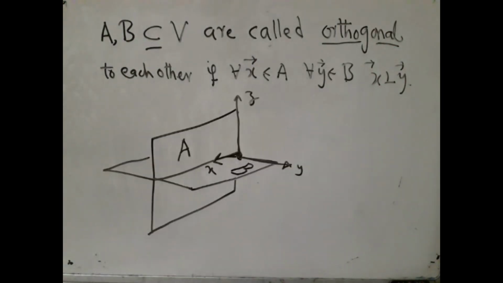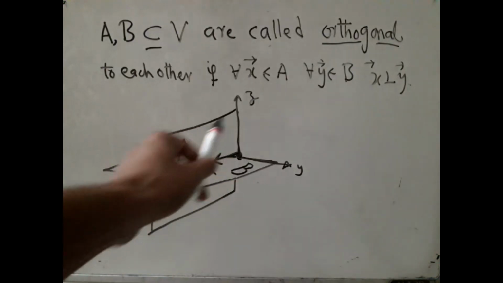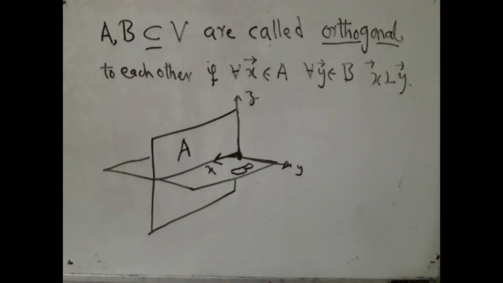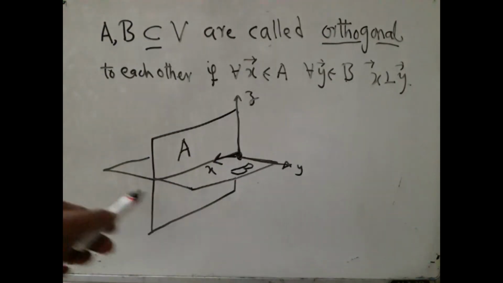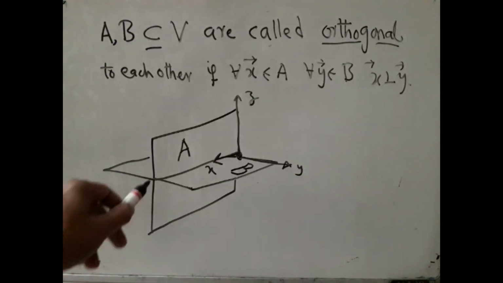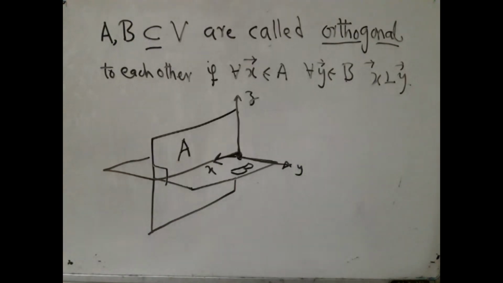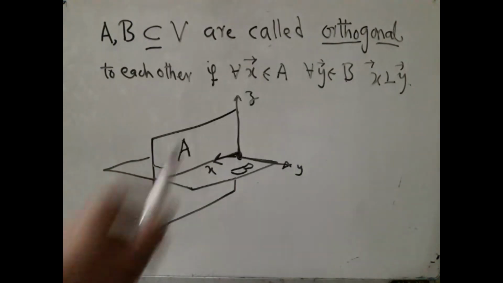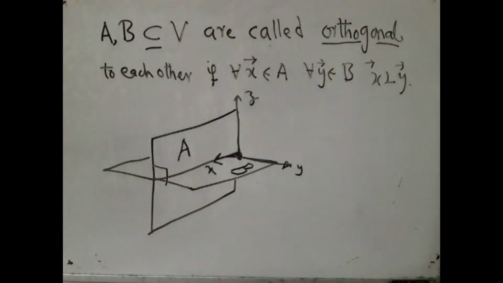Now here is a mistake that sometimes beginners make. Suppose I consider R3 with the usual dot product, and I consider the xz plane as my A and the xy plane as my B. Are these two sets orthogonal to each other? Well, just by looking at it, you might say yes, they are, because this angle is 90 degrees. But that is not the same as the definition of orthogonality that we are using.